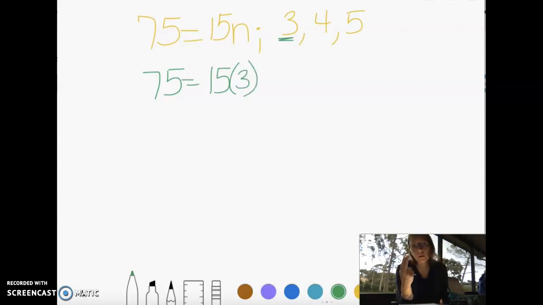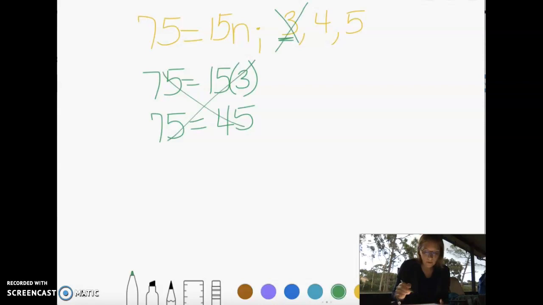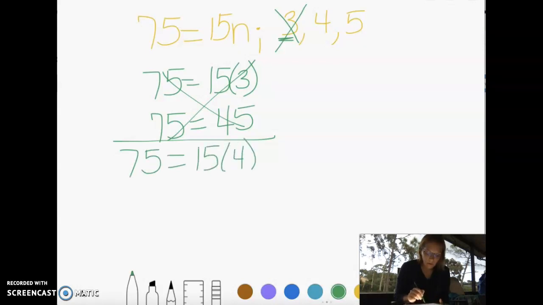Remember, when two things are written next to each other, like 15 and n, it means you multiply. So I'm going to multiply 15 times 3. I know that 15 times 3 equals 45. Does 45 equal 75? No. So 3 does not work. Let's try 4. 75 equals 15 times 4. Again, 15 times 4 is 60. Does 75 equal 60? No. So that doesn't work either.